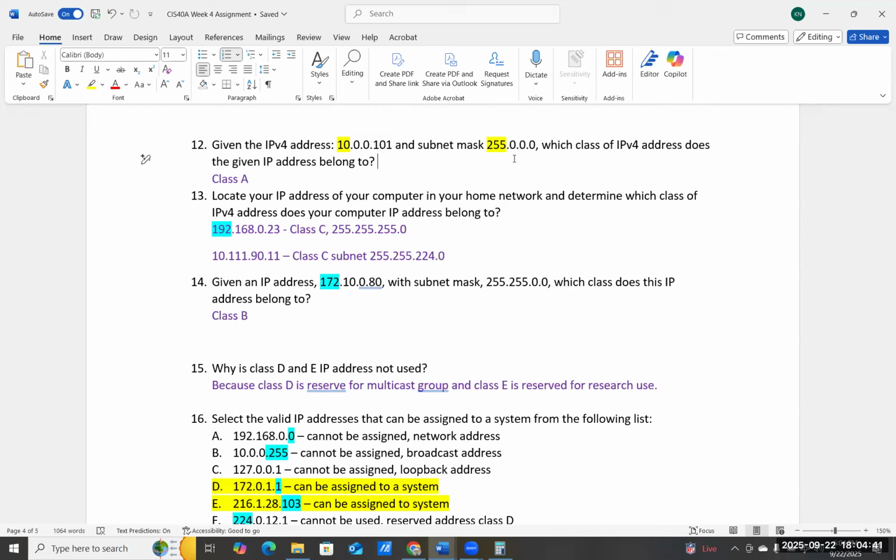And then at your home computer, let's say that my home computer has 192.168.0.23. You look at the first octet again, and you look at the subnet mask. That's your network ID right there. That's the default class C.